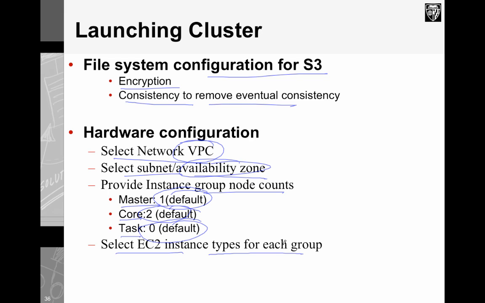Do you want it to be an M3 extra large? Do you want it to be an R3 machine? Whatever you want, you can choose in terms of the EC2 instance types.